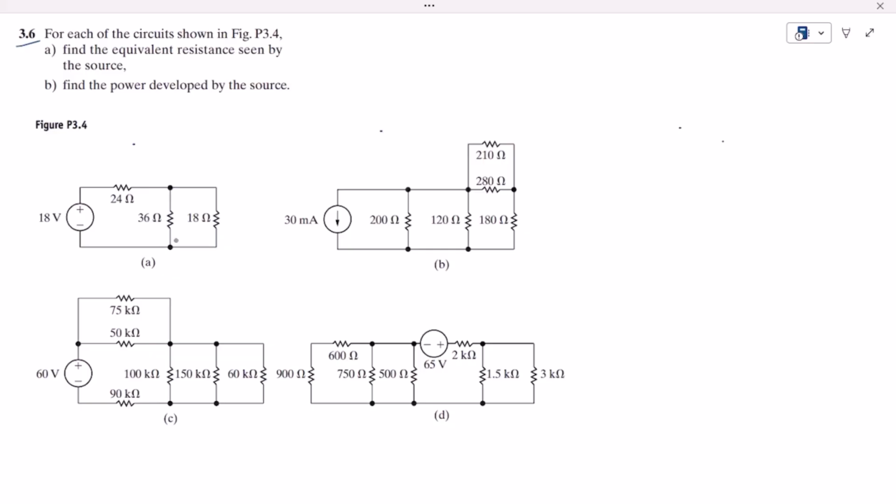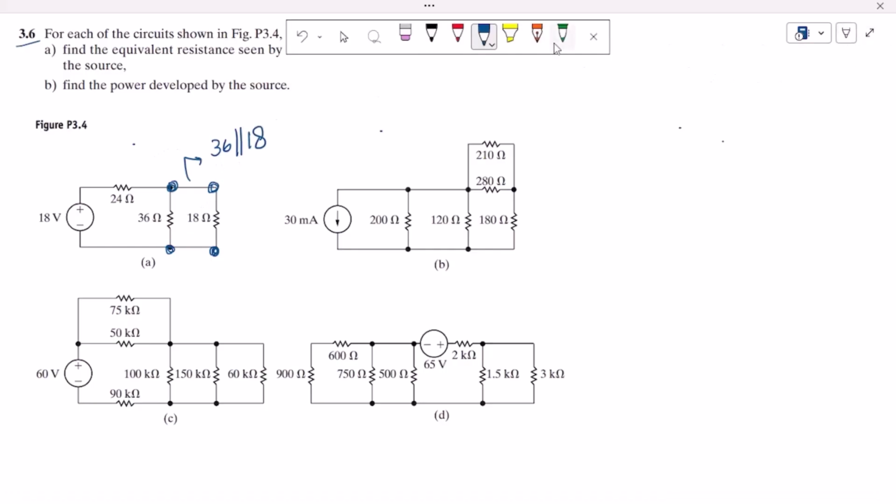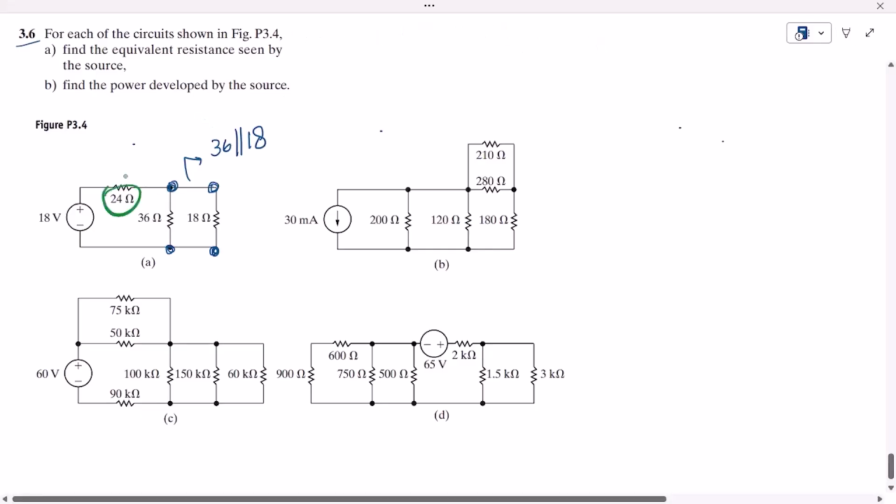For each of the equivalents, I am going to use a separate color. So first, for part A, we have to start from the very end. Here we can see that the two ends of these two resistors are connected directly with each other, so these are in parallel. Therefore 36 is in parallel with 18. When we find the equivalent of it, that would be in series with this 24.